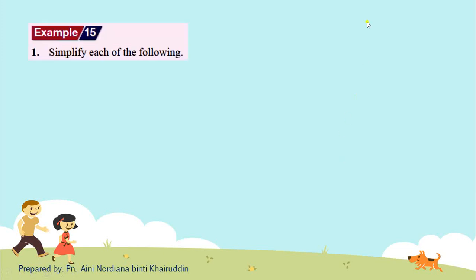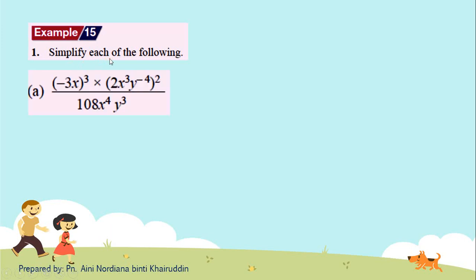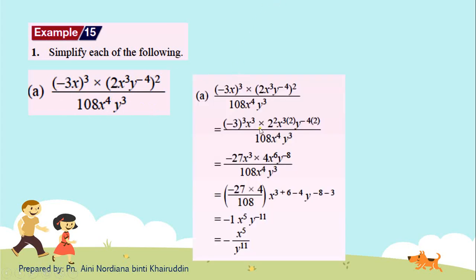So look at example 15. Simplify each of the following. Question A. You have to use all the laws of indices that you have learned from the previous videos. The first step, you have to expand like this: negative 3 to the power of 3, negative 3 to the power of 3, x to the power of 3 times 2 to the power of 4.